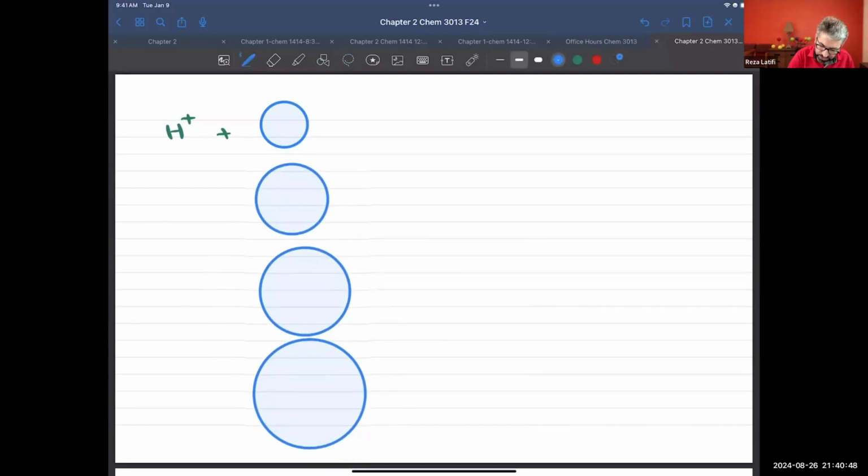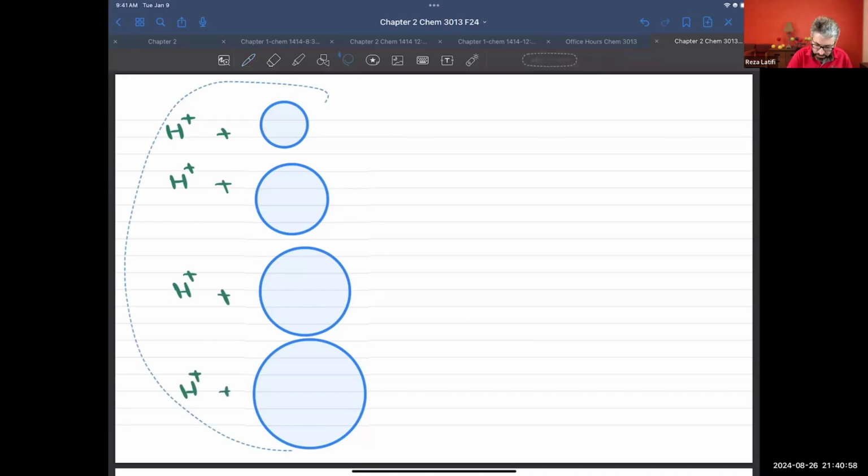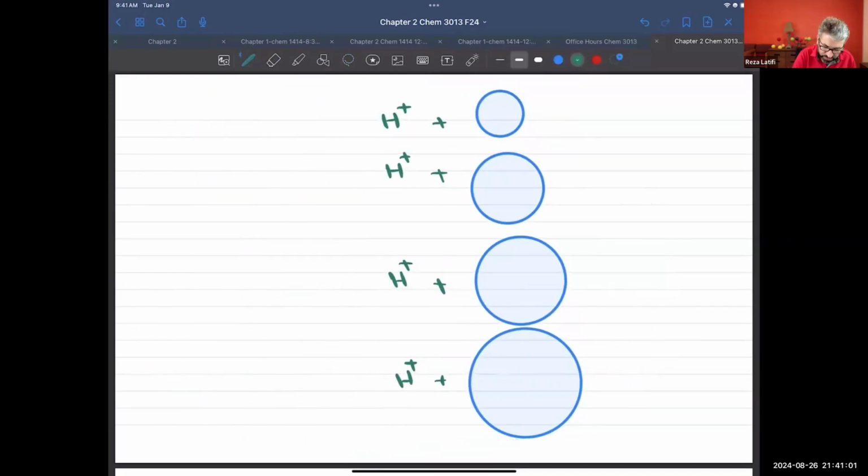So again, we have H in front of all of them. This is the output of HX turning to H plus, and what's the X here? Fluoride, chloride, bromide, iodide. Remember, this time I put a negative charge on the top of them. What does it mean? It means each of them now has one extra electron.